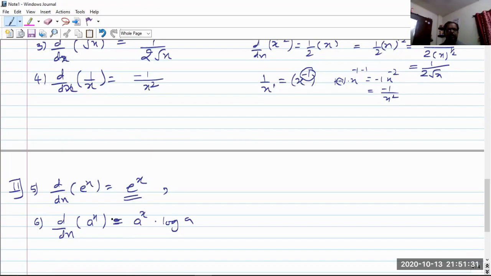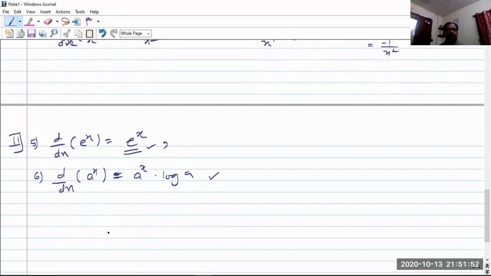right? If we have a function like 2 raised to x, 3 raised to x, 5 raised to x, 10 raised to x, in that case we can apply this formula. And if the function is simply e raised to x, we use formula number 5. Understood? Yes. So these are the two exponential functions, and we have the derivative formulas for such functions.